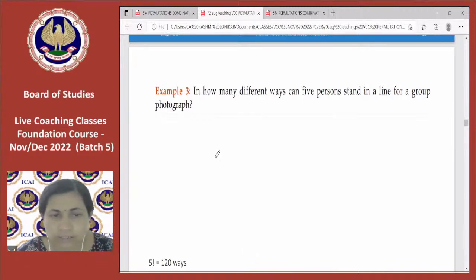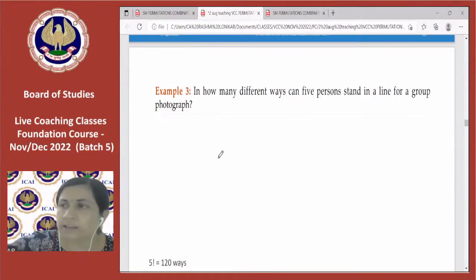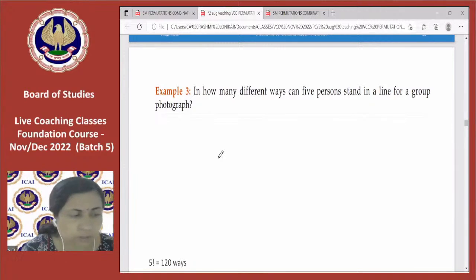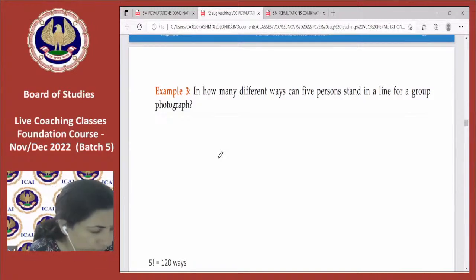Now let us see this. In how many different ways can 5 persons stand in a line for a group photograph?